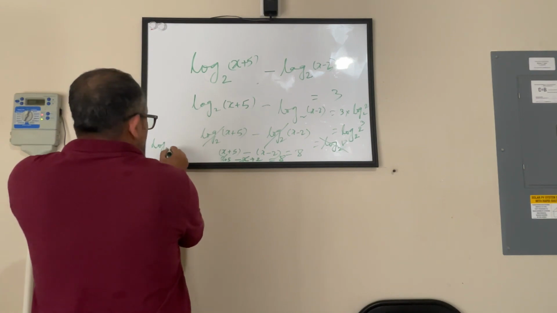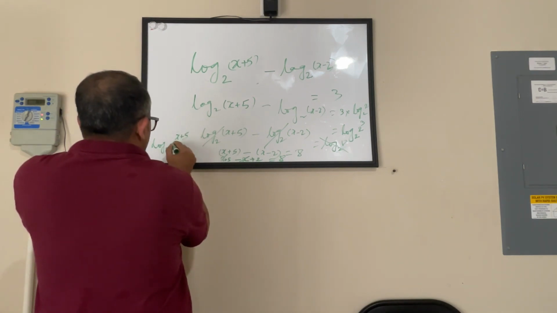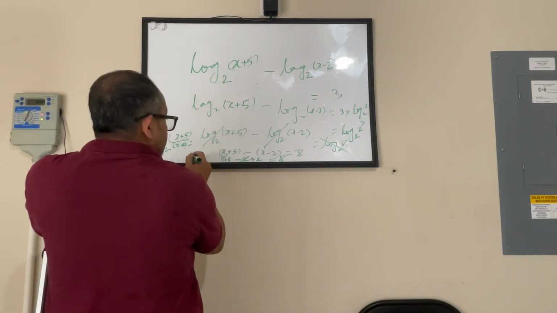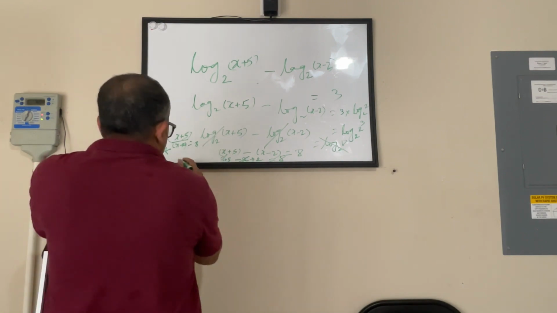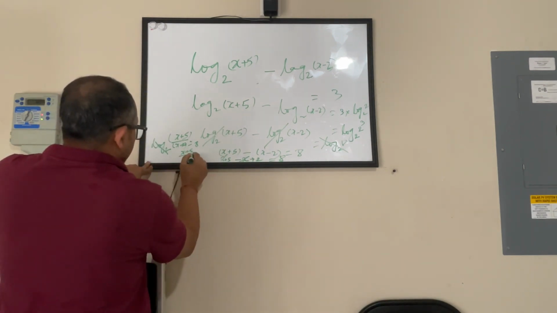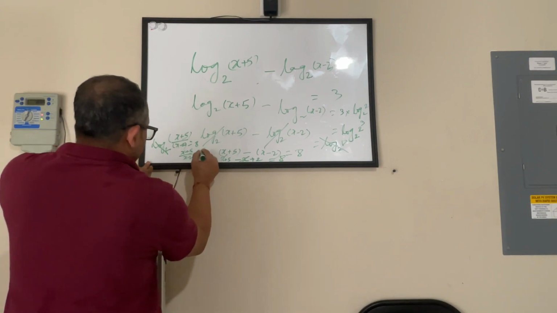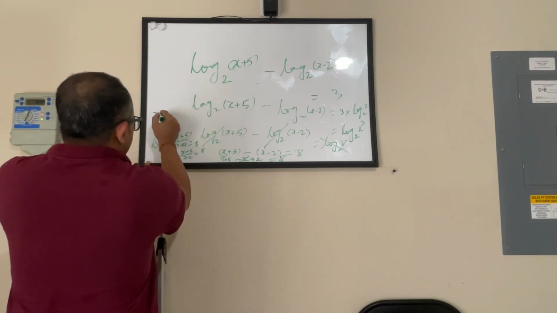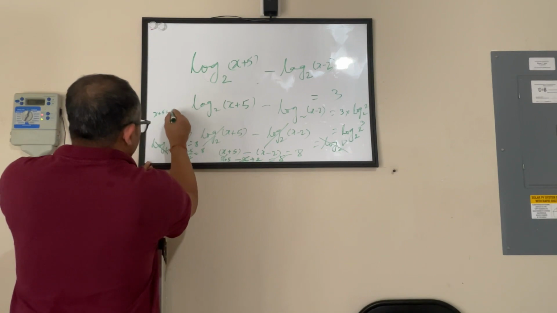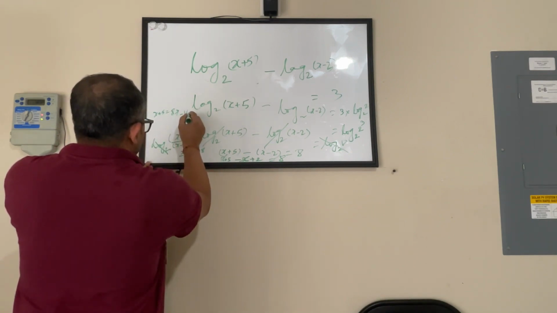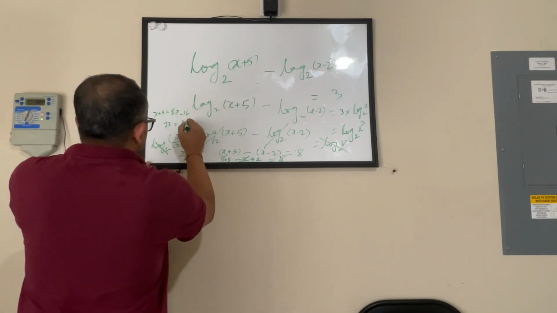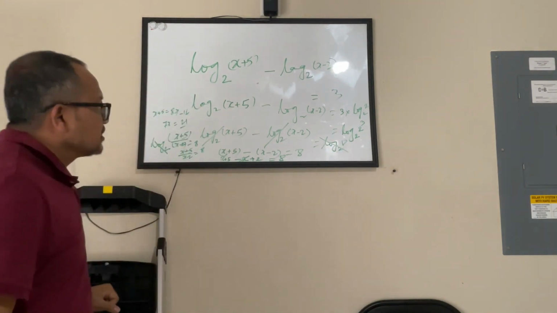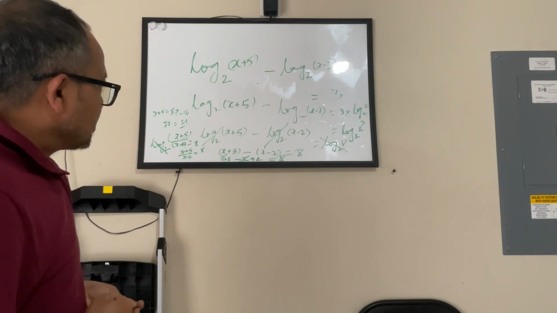log base 2 of (x plus 5) divided by (x minus 2) equals 3. So it becomes (x plus 5) by (x minus 2) equal to 8. So x plus 5 equal to 8x minus 16. 7x equal to 21, x equals 3. And you're right with that approach.